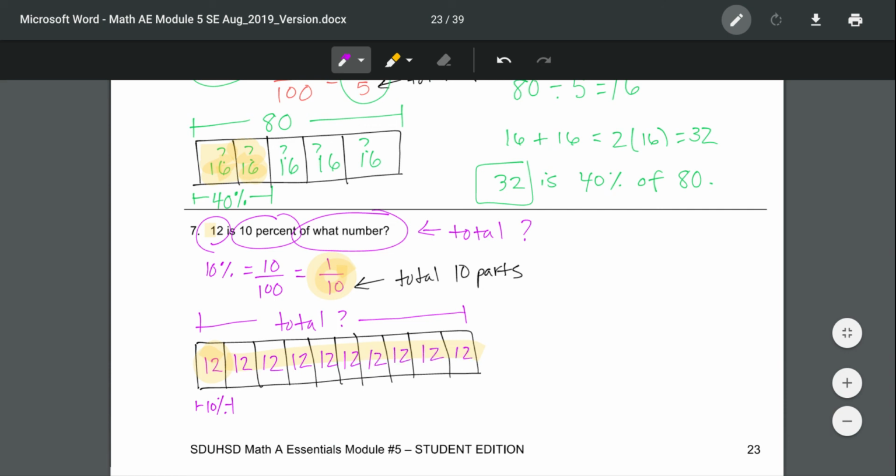Okay, so to get the total, you can add 12 plus 12 plus 12 each time, or you can just take 12 times 10, and that would equal 120. So that means that 12 is 10% of 120.